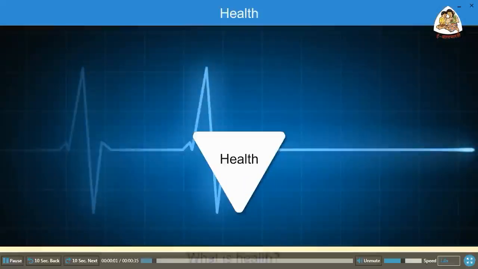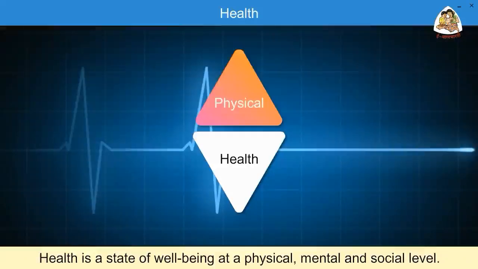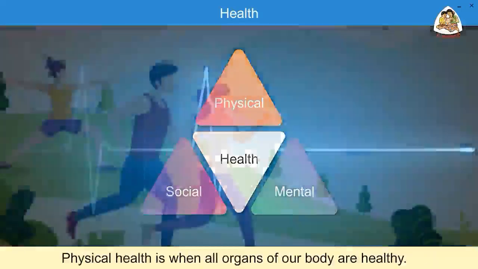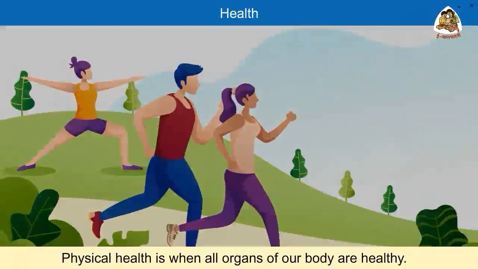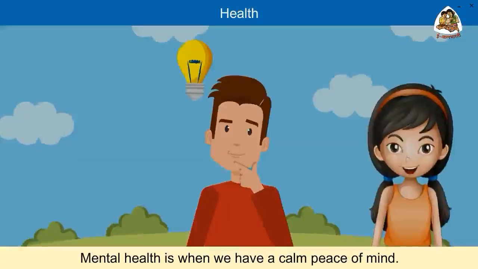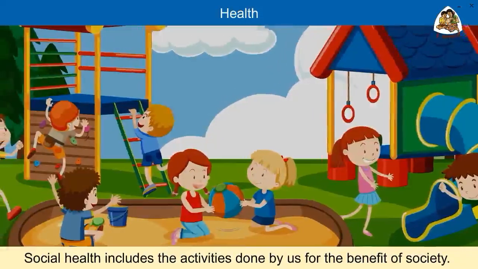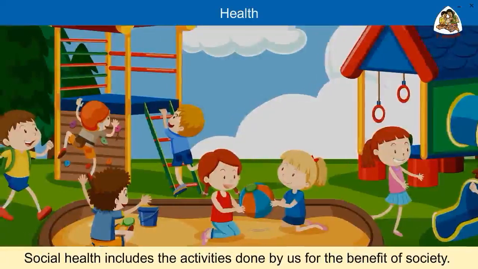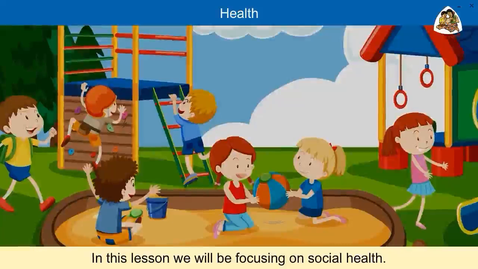Health. What is health? Health is a state of well-being at a physical, mental, and social level. Physical health is when all organs of our body are healthy. Mental health is when we have a calm peace of mind. Social health includes the activities done by us for the benefit of the society. In this lesson, we will be focusing on social health.